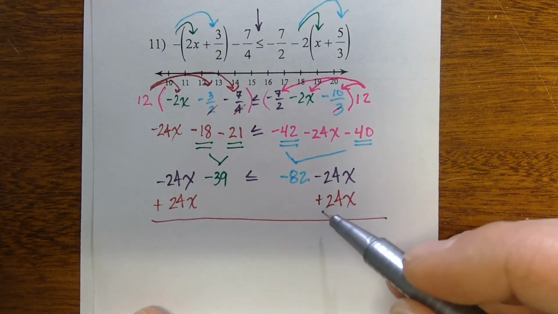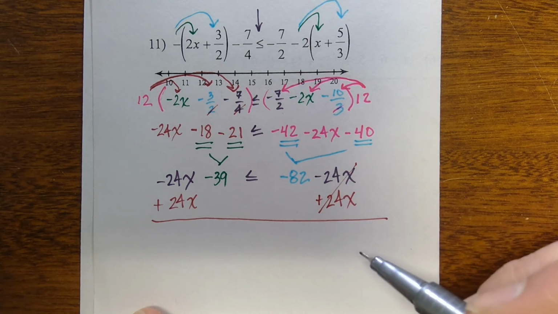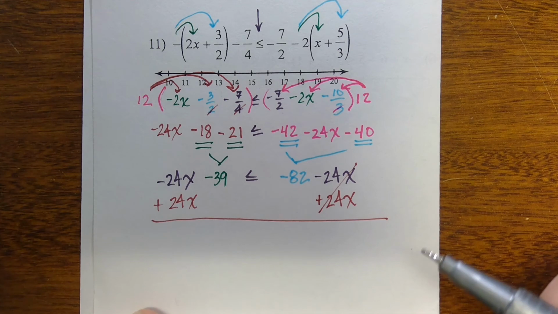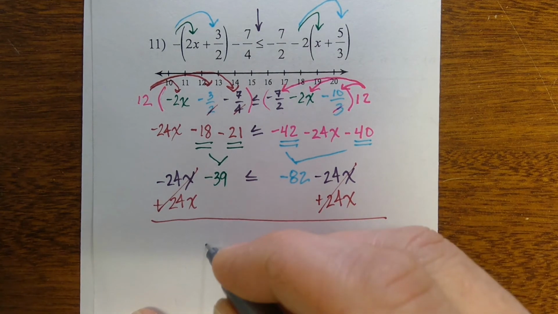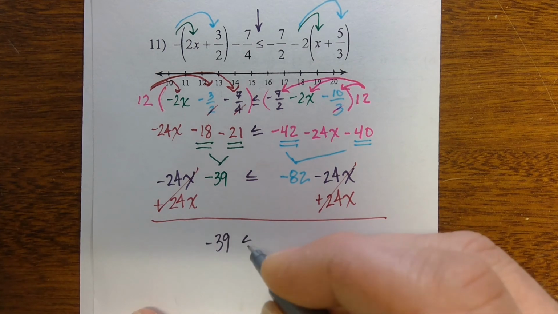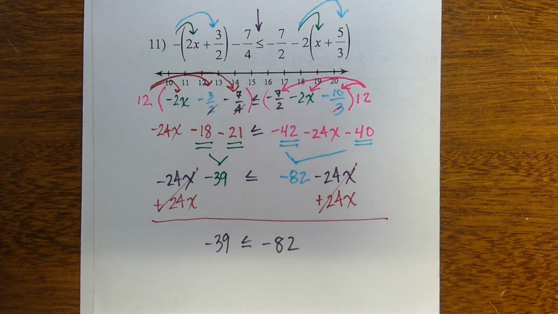And we've got a very interesting thing happening here, right? -24x plus 24x cancels. They add to 0. Same thing happens over here. And so we're left with this statement, -39 is less than or equal to -82. Anytime the variables cancel, we have a special case. It's either all real numbers or no solution.